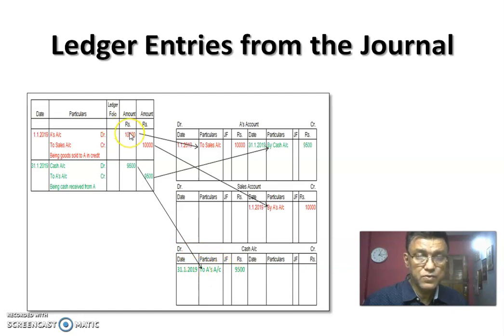So 2 plus 2, 4 entries in the journal have been split into 3 ledger accounts. A's account has 2 entries, sales account has 1 entry, and cash account has 1 entry. Now I will see how the ledger account is balanced and how trial balance is produced.